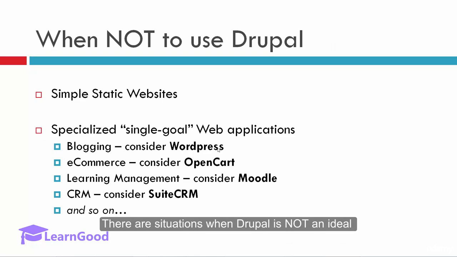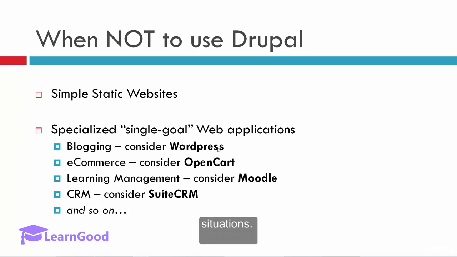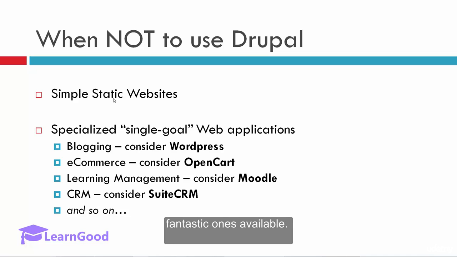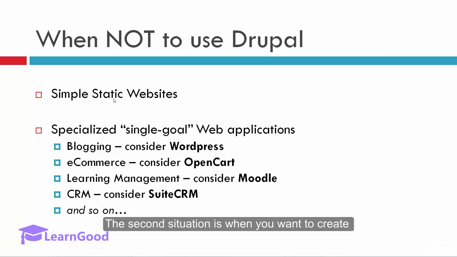There are situations when Drupal is probably not an ideal choice, or rather you should consider other options also with Drupal. Let us look at two of those situations. First situation is when you are building a simple static website where the content is not going to change much. Drupal still can do this very well, but it will be an overkill. This is because of the infrastructure and maintenance involved with Drupal, with the database, programming language, upgrades, and so on. You might be better off using some static site generator tools, and there are many fantastic ones available even freely on the internet.